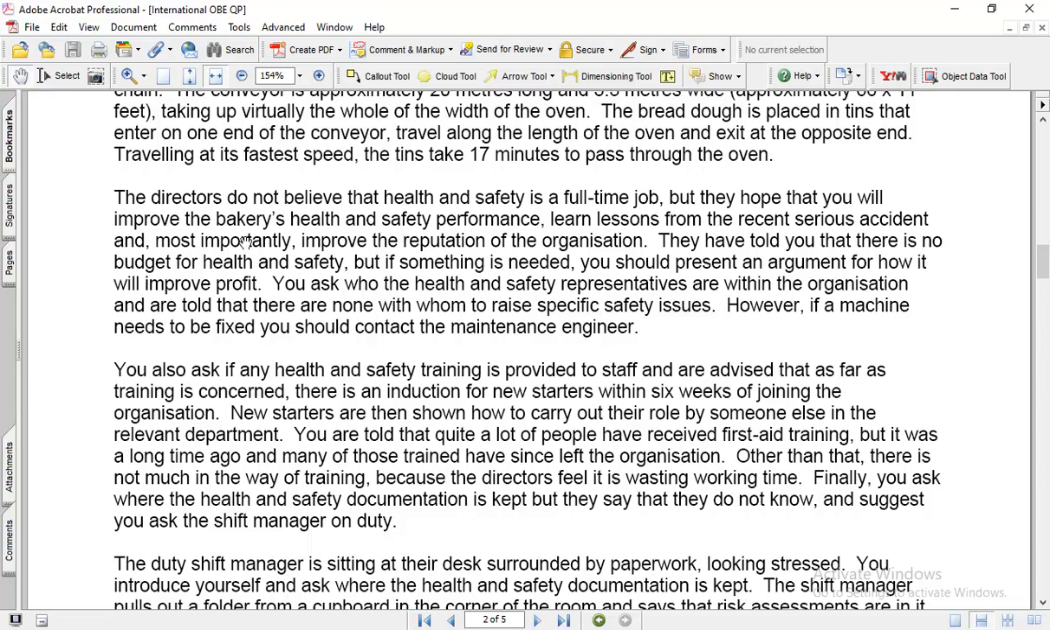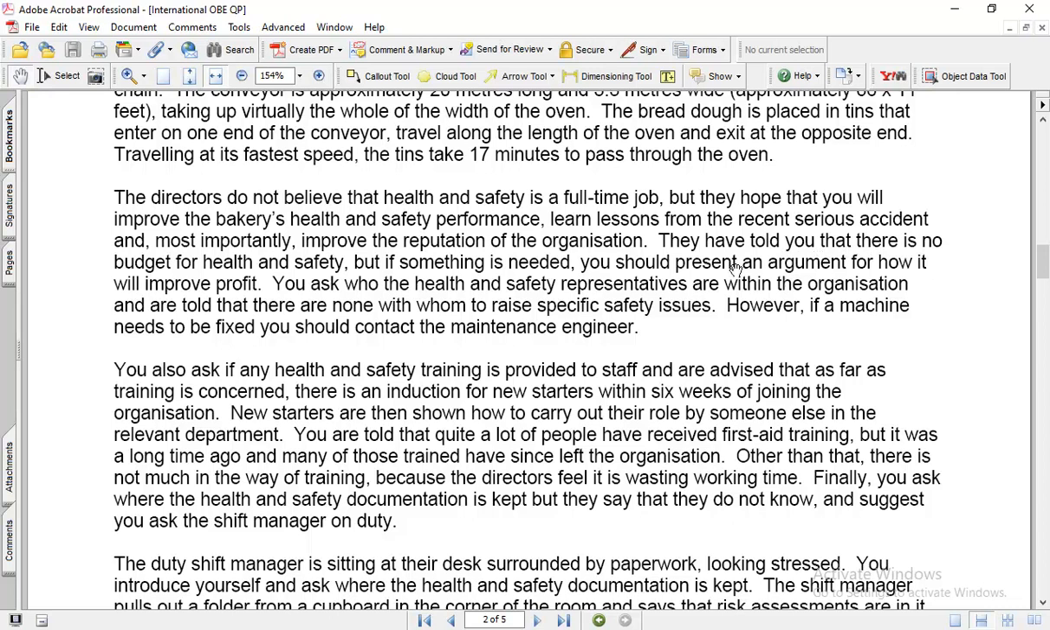But they hope that you will improve the bakery's health and safety performance, learn lessons from the most serious accident, and most importantly, improve the reputation of the organization. So they have expectation from you as a health and safety advisor to improve the performance and to learn lessons from the serious accident recently happened and improve the reputation of the organization.